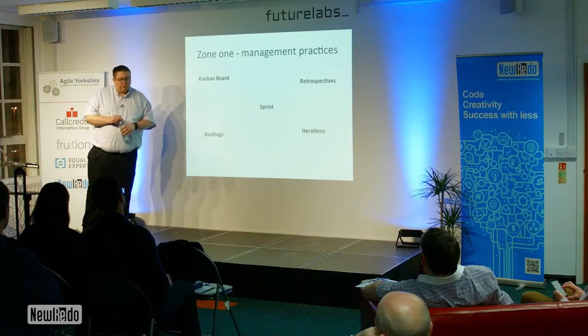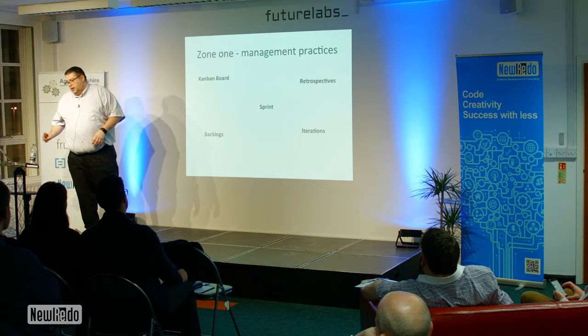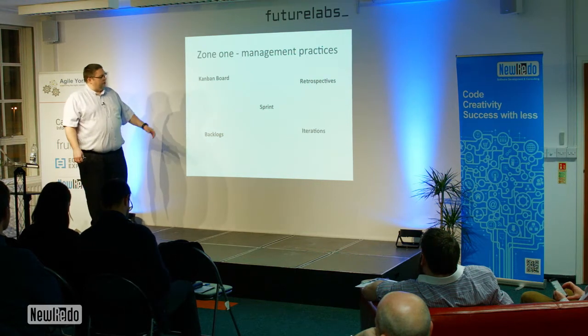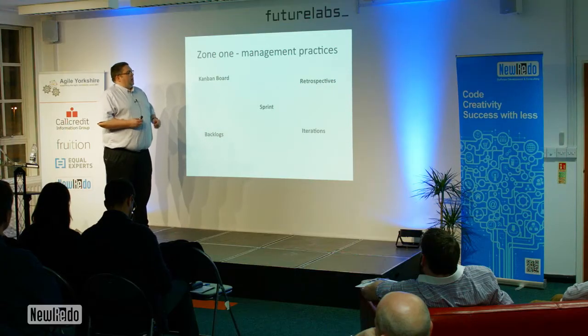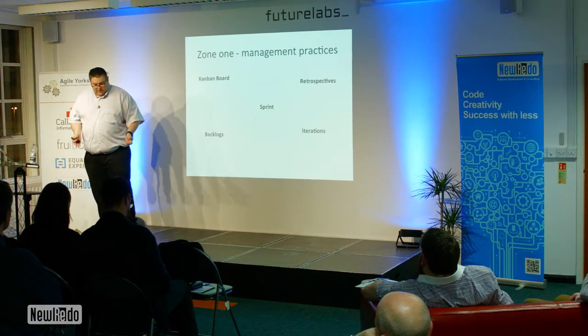Zone 1 is about management practices. Out of that, we get things like Kanban boards, sprints, backlogs, iterations, retrospectives. So the real basic agile stuff is what Zone 1 is all about. And as we get those, we get more productive with stuff. We start to deliver stuff better.